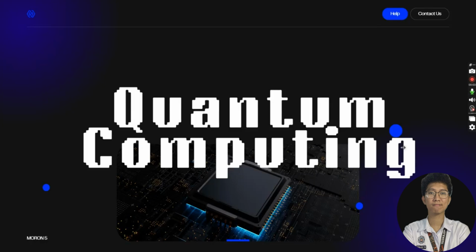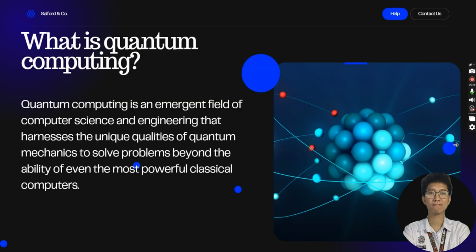So this report talks about quantum computing and its effects, as well as the different aspects and key principles that affect it. So first, what is quantum computing? As you can read here.